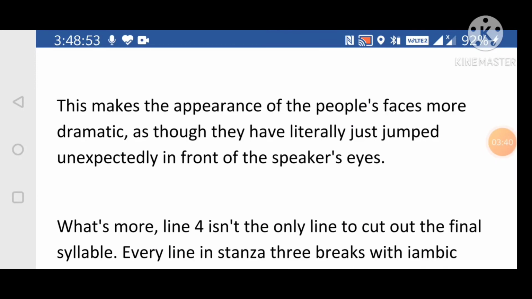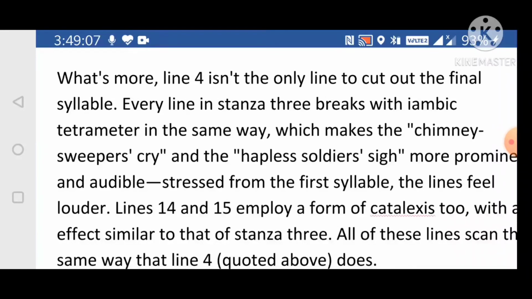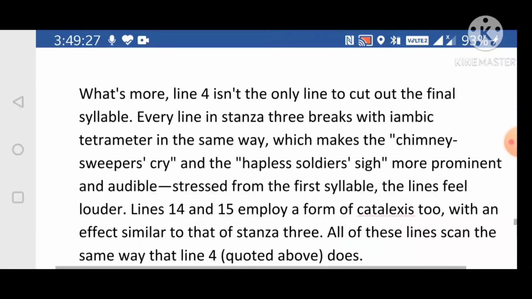This makes the appearance of the people's faces more dramatic, as though they have literally just jumped unexpectedly in front of the speaker's eyes. What is more, line 4 isn't the only one to cut out the final syllable. Every line in stanza 3 breaks with iambic tetrameter in the same way, which makes the chimney sweeper's cry and the hapless soldier's sigh more prominent and audible, meaning you can hear it, stressed from the first 3 syllables.